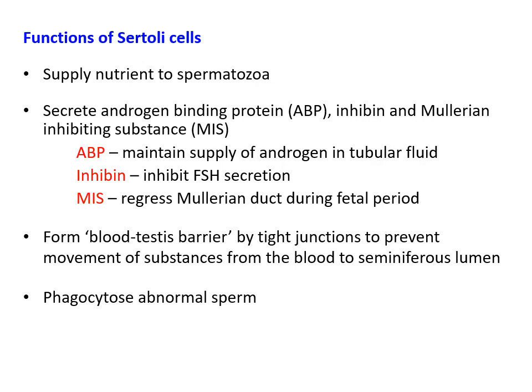The functions of Sertoli cells include to supply nutrient and all the necessary materials for spermatogenesis. It secretes androgen binding protein, inhibin, and Mullerian inhibiting substance. The androgen binding protein is important in maintaining the supply of androgen in tubular fluid. Inhibin inhibits FSH secretion. MIS is responsible for regulation of the Mullerian duct during fetal period.